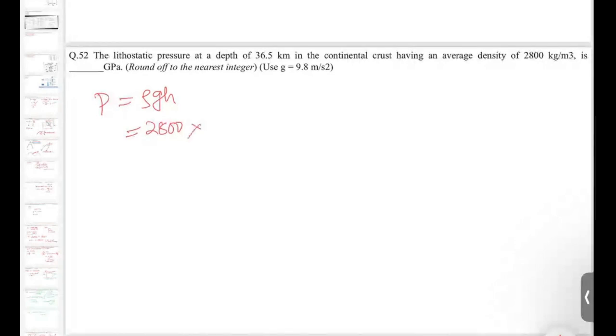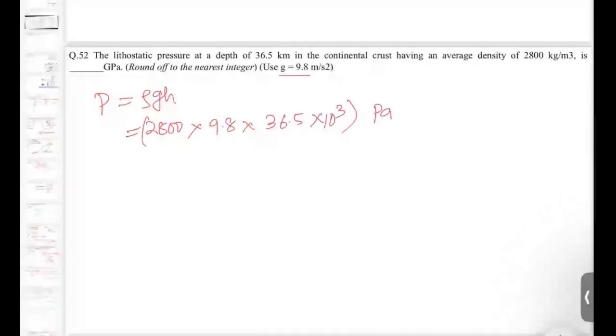The lithostatic pressure at a depth of 36.5 km in the continental crust having average density of 2800 kg per meter cube is how much? So the formula is rho g h. You all know this. Rho is given as 2800 kg per meter cube and g is given as 9.8. The depth is given in kilometers, so you have to convert it into meters by multiplying by 10 to the power 3. So it will first be in the unit of Pascal.